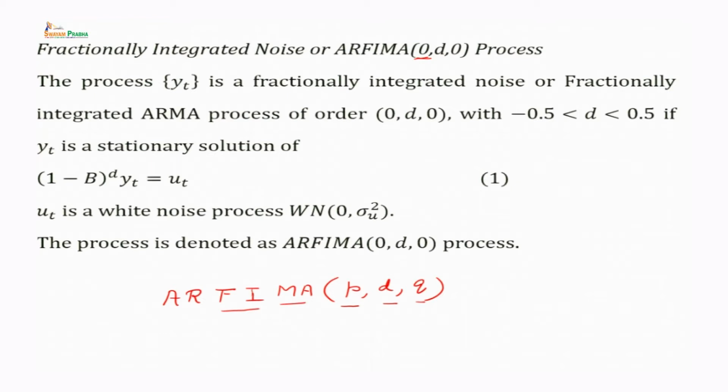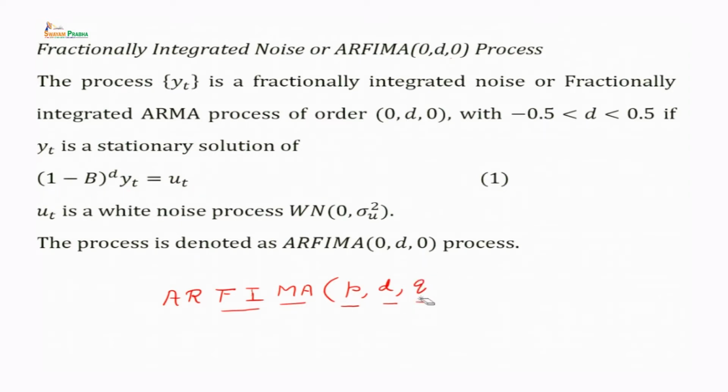So, here we are considering only processes which have the fractional integration term d. These processes do not have any autoregressive term or moving average term. So, these processes are called fractionally integrated noise. So, the process Y_t is a fractionally integrated noise or fractionally integrated ARMA process of order (0, d, 0), and we take d lying between minus 0.5 to 0.5, if Y_t is a stationary solution of (1 minus B)^d Y_t equal to U_t, or Y_t is generated by this process.